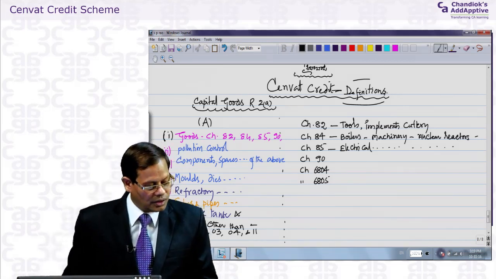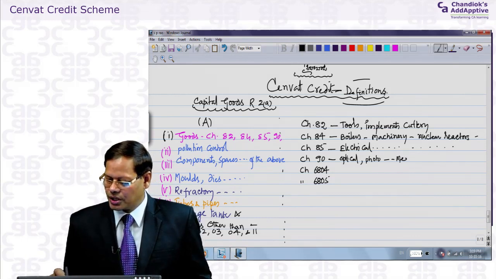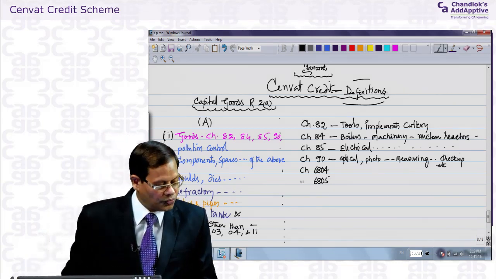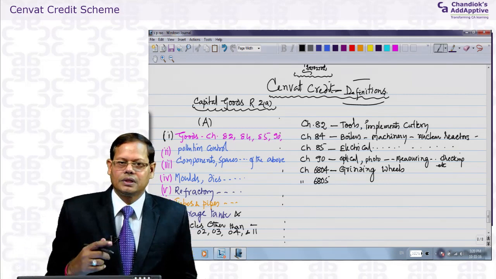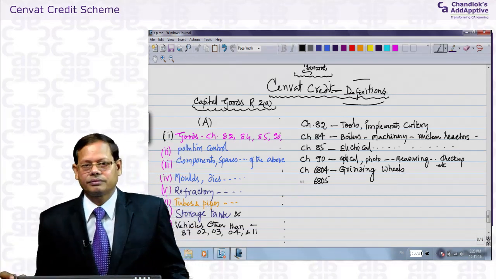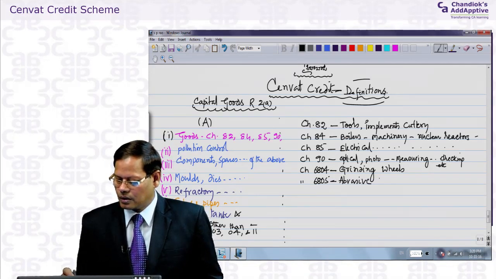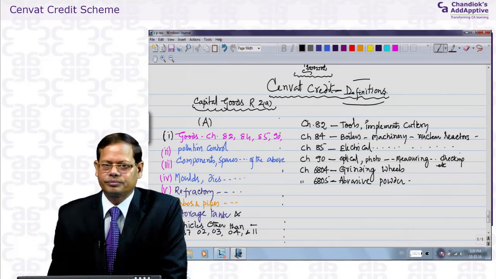Next, 90: optical, photo related equipment, and checking instruments, etc. Chapter number 90 and 6804. 6804 is about grinding wheels. Grinding, knives, etc. are sharpened through grinding wheels. 6805 is about abrasive powder. You can get the dictionary meanings through a Google search, and you will also get the pictures, a clear picture.